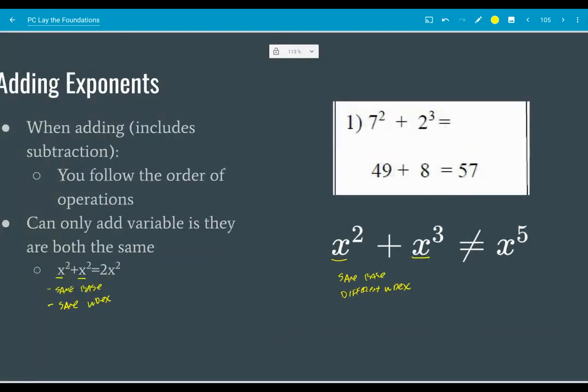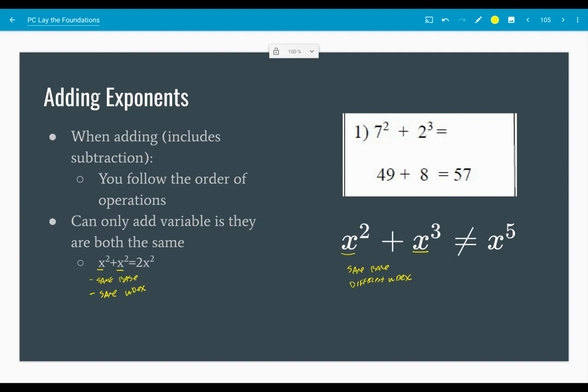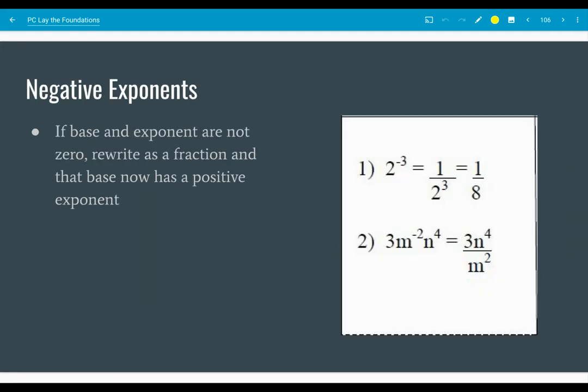Now, if we're just looking at regular numbers, you're not going to add 7 to 2 and do 9 to the fifth, right? You're going to follow the order of operations. So you're going to do exponents, 7 squared and 2 cubed, and then add them together. So that's adding exponents.